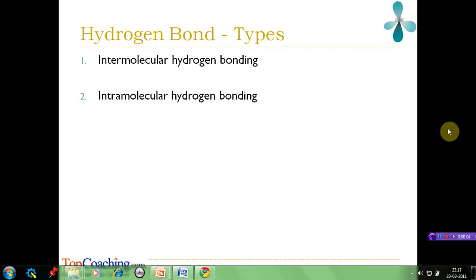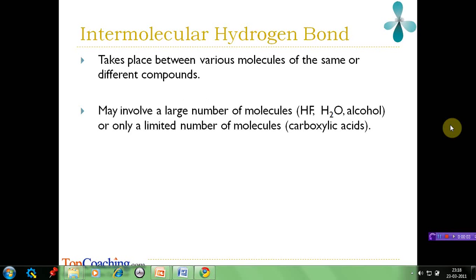Now, hydrogen bonds have been classified into two types. The first type is the intermolecular hydrogen bonding, and the second type is the intramolecular hydrogen bonding. Now let us see what is the basic difference between these two types. The first type of hydrogen bonding is the intermolecular hydrogen bonding. When hydrogen bonding takes place between various molecules of same or different compounds, it is termed as intermolecular hydrogen bonding. The association may involve large number of molecules, as in the case of hydrogen fluoride, water or alcohol, or only a limited number of molecules, as is the case with carboxylic acids.